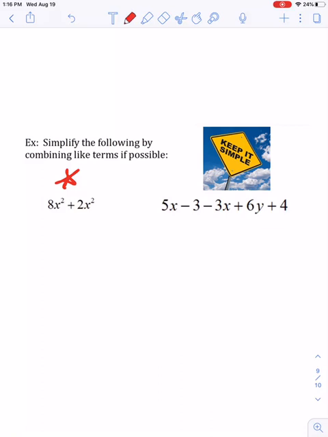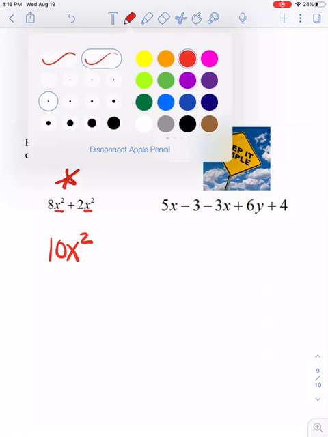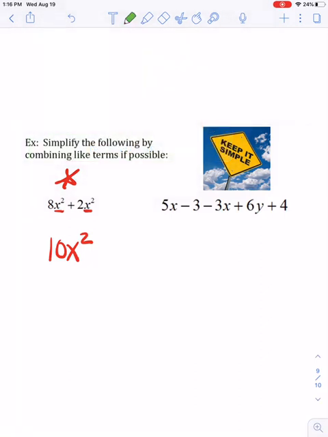Your answer you should have gotten is 10x squared. They are like terms. They have the same variable raised to the same power. And so we just take 8 plus 2, which gives us 10x squared. All right, try this next one on Edpuzzle and enter your answer now.